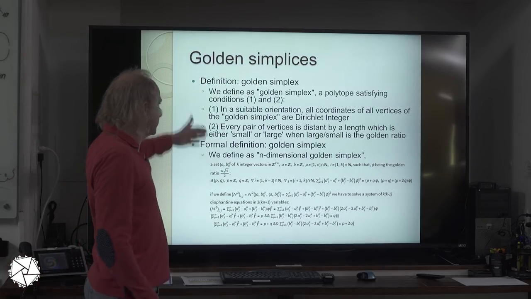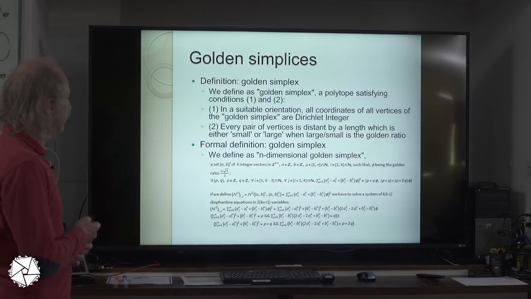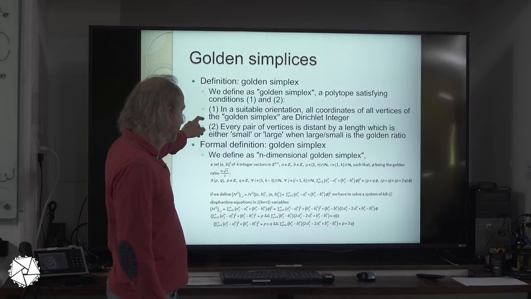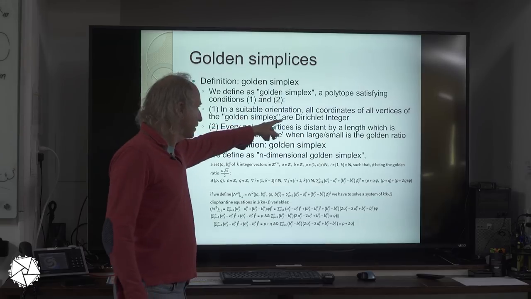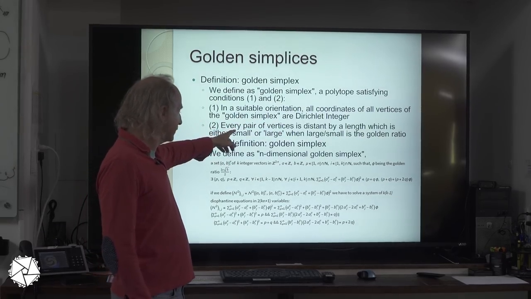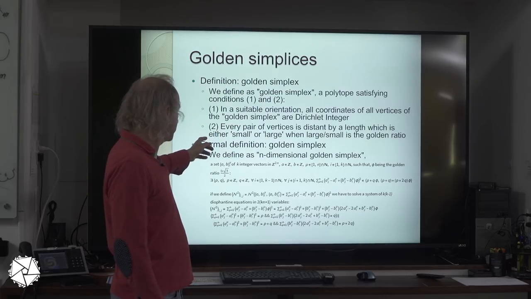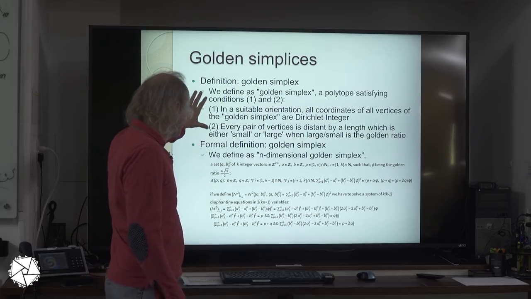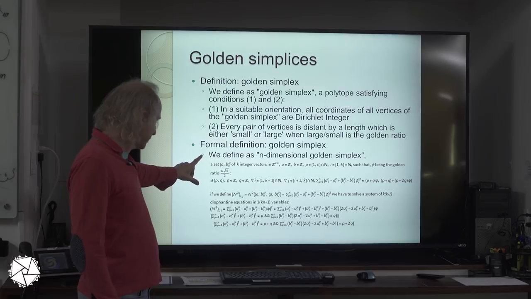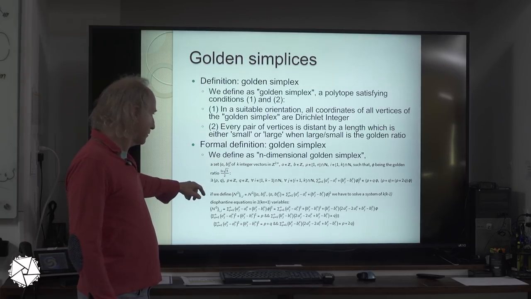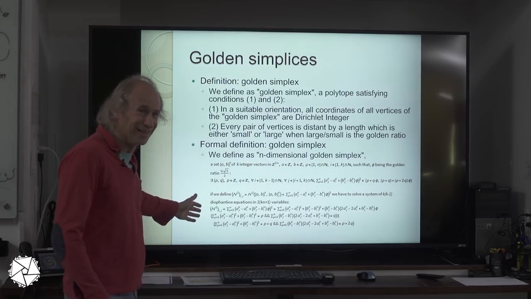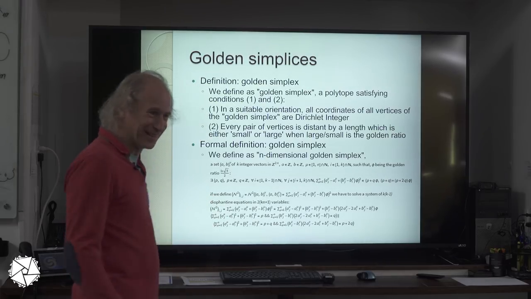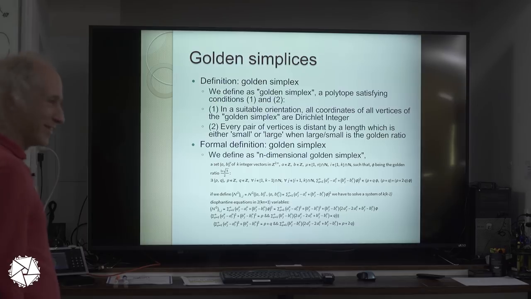Okay. So here we can really mathematically define the golden simplex: a polytope satisfying this condition in the right orientation, all the coordinates are Dirichlet integers, and every pair of vertices is distant by a length which is either small or large, where the ratio of them is the golden ratio. This is the English definition, and we can have a Bourbaki style definition here, which is in fact more useful to compute things. The computer prefers this one. I can guarantee you, even if you don't like it. Do you want me to read this or not?